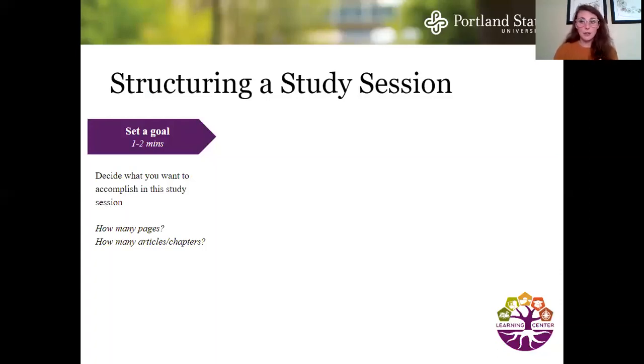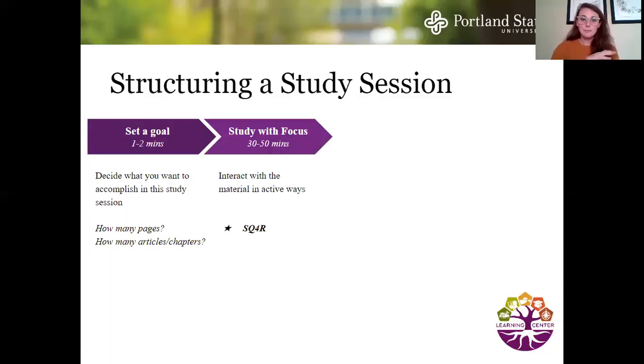How many articles or chapters am I trying to get through? Make it relevant, make it measurable in some way, but especially we want to make sure that this is able to be done in this 1 hour time frame. The next part, 30 to 50 minutes, somewhere in there, this is when you're doing the thing.